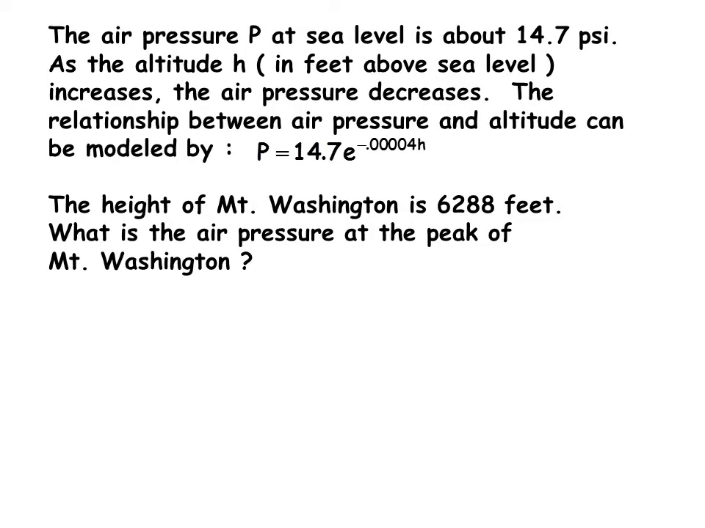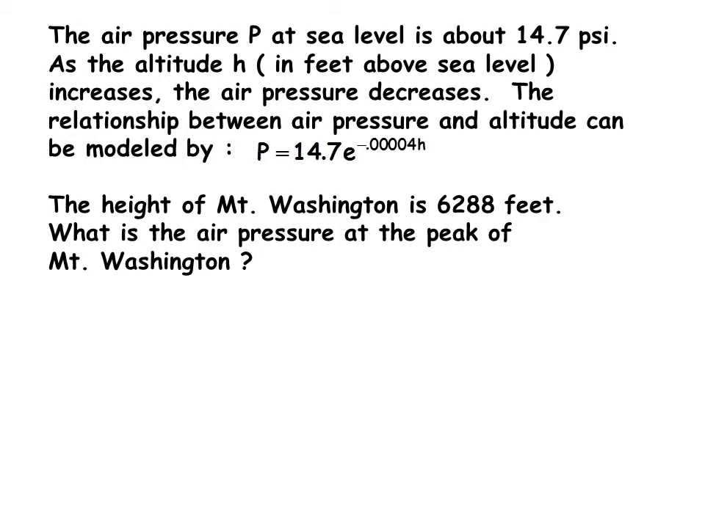The air pressure P at sea level is about 14.7 psi. As the altitude H in feet above sea level increases, the air pressure decreases. The relationship between the air pressure and the altitude can be modeled by the equation P equals 14.7 e raised to the negative 0.00004 H. The height of Mount Washington is 6,288 feet. What is the air pressure at the peak of Mount Washington?